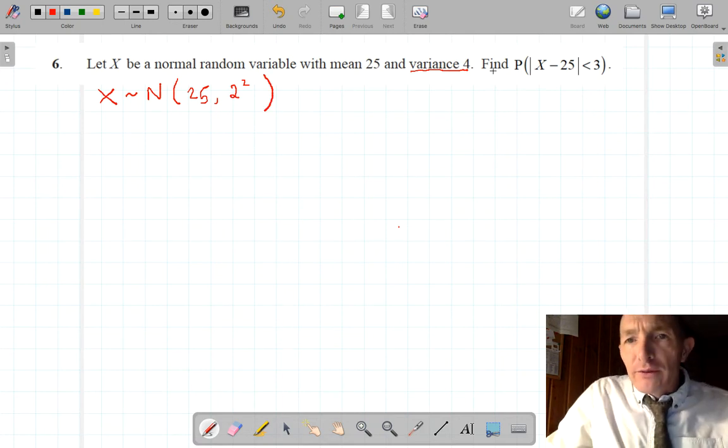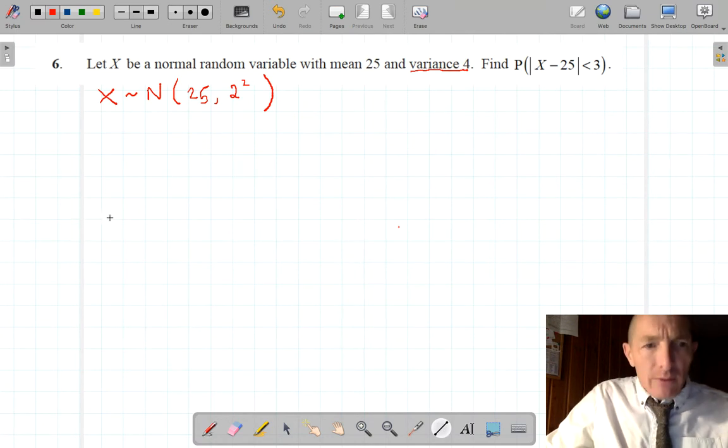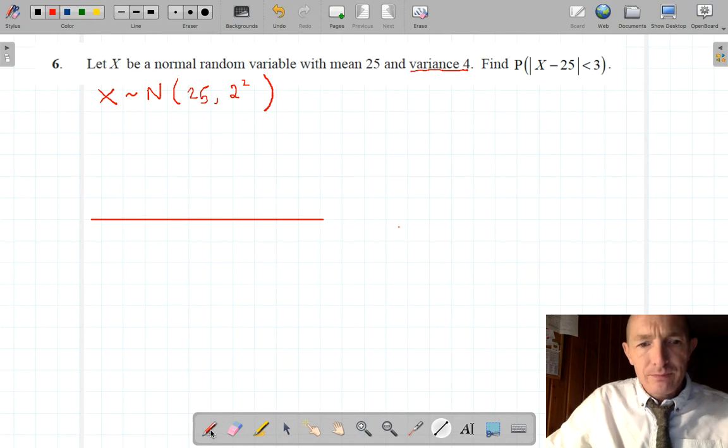So now what do they want me to find? Find the probability modulus X minus 25 is less than 3. Now this is probably worth about 5 or 6 marks, but that's going to give me 1 mark maybe, and I'm now going to draw a diagram with a normal distribution.